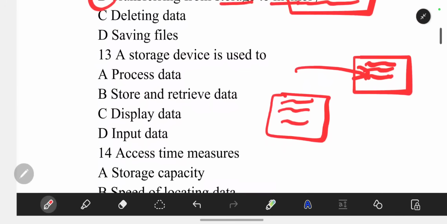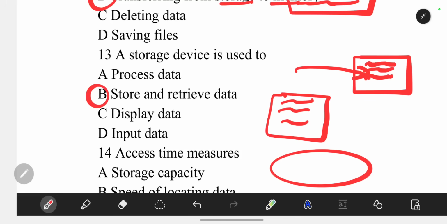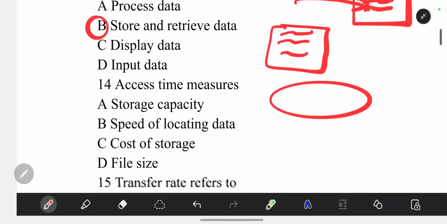Number 13, a storage device is used to store and retrieve data. So whatever you use to store data and retrieve it is a storage device. When you look at number 14, access time measures. So just as the name entails, access time, it means you're looking at the speed of locating data, how fast you're able to locate data.